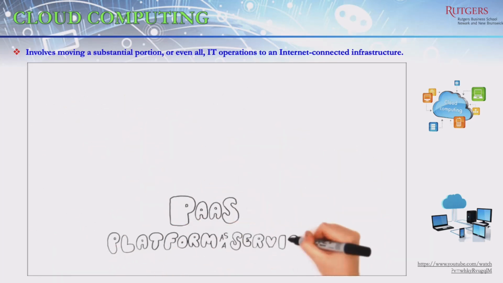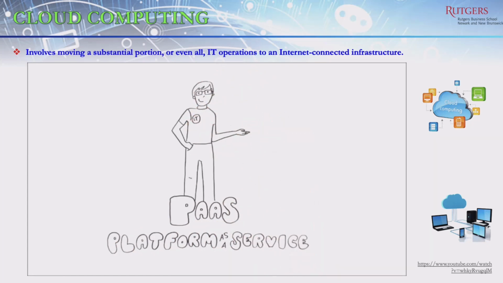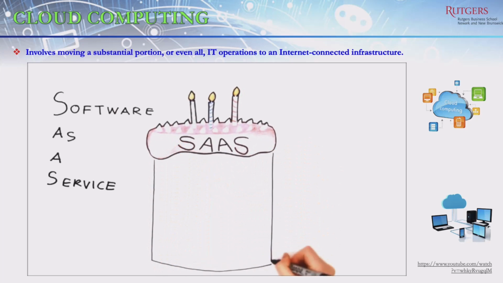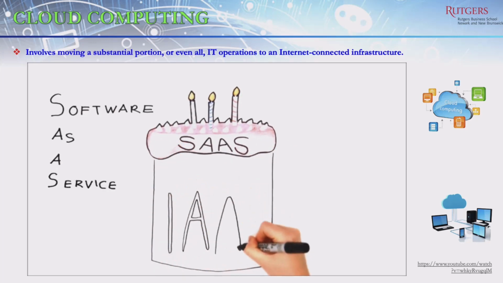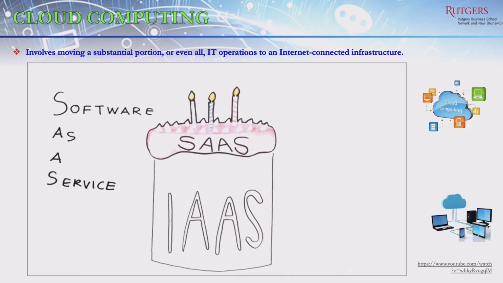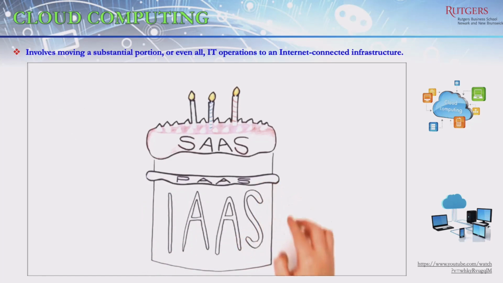PaaS, or Platform as a Service, builds on the power of IaaS as a platform to make it easier to collaborate and develop software. SaaS, or Software as a Service, is the icing on the cake. Fully serviced software running on fully serviced infrastructure. Gone are upfront investments for new business application packages. So, cloud can be all three models with IaaS at the core.